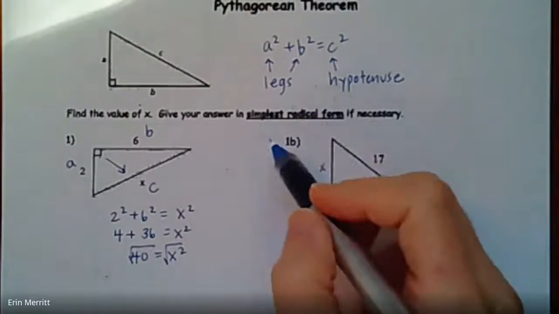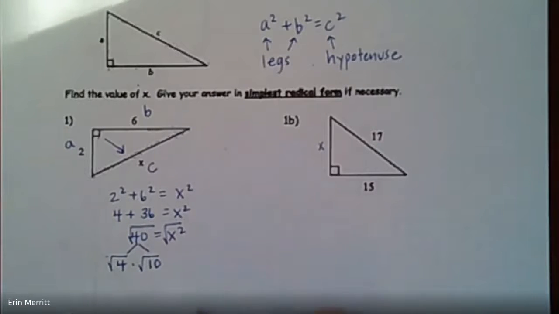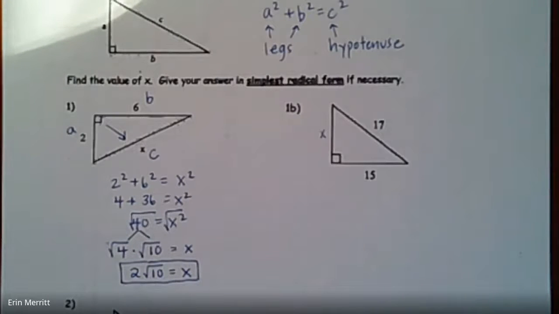It's in simplest radical form. So we saw some practice with this in the last unit. The biggest perfect square would be 4, and 10 would be my leftover, if you will. And then we end up with 2 radical 10. That should be the answer to the very first one there.